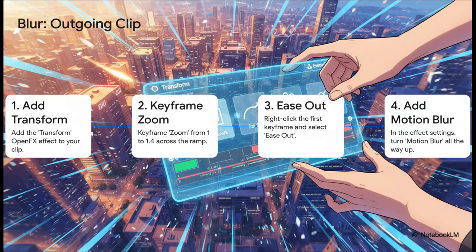So for your first clip, the one that's speeding up, you'll add a transform effect. You'll set a keyframe for the zoom at 1 right where the ramp starts. Then, at the very end of the clip, you set another keyframe, but this time zoomed in to about 1.4. You ease out of that first keyframe, crank the motion blur slider all the way up, and just like that, the software sees that zoom motion and applies a beautiful, natural-looking blur to the whole thing.